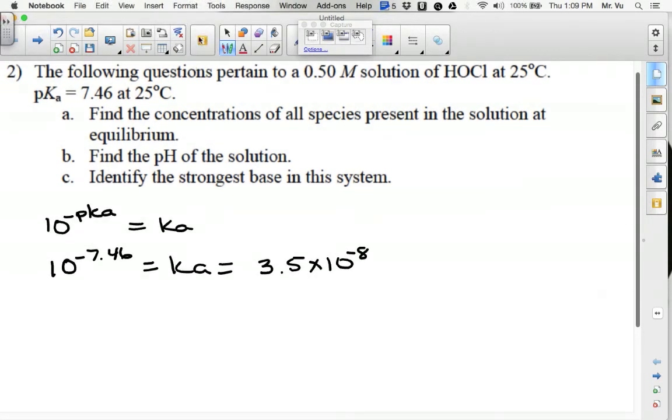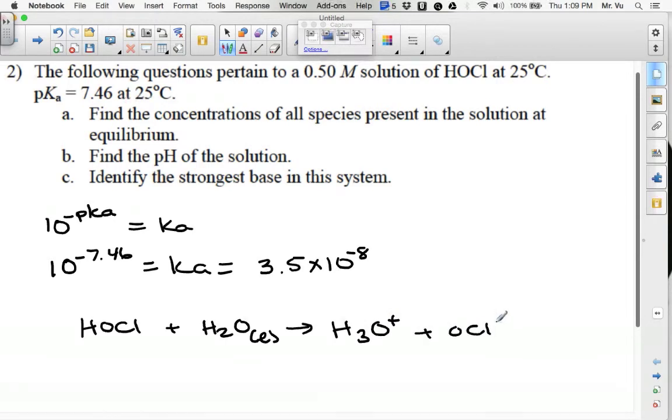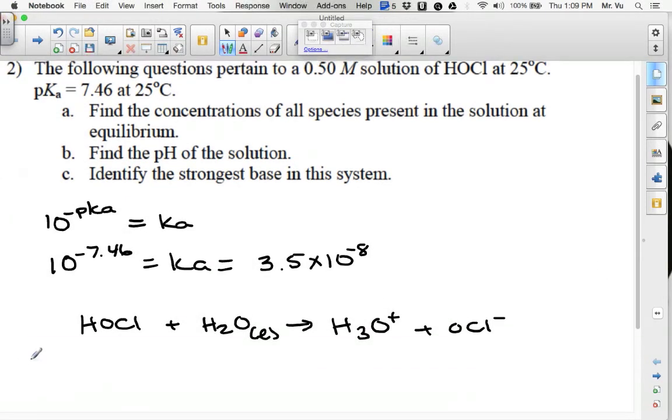So now what I'm going to do is write the equation for this. I know that this is going to be HOCl. It's going to react with water, which is liquid in this state, and it's going to make H3O, the hydronium ion, plus the OCl minus ion. Now, because I know this is a weak acid, I'm going to use the ICE chart. Initially the amount of HOCl is going to be 0.5 molar. I don't worry about the water, and I know the amount of H3O plus is going to be 0, and OCl minus is going to be 0.